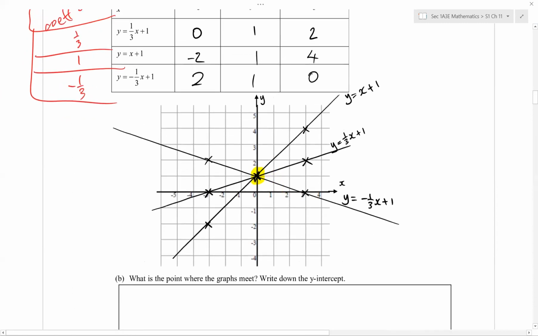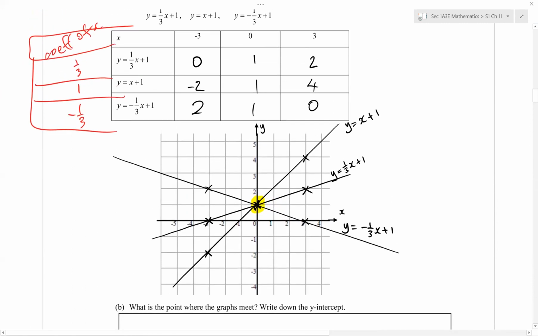What are the coordinates of this point? 0, 1, as shown over here. Hey, why did that happen? Is it a coincidence? Think through your working. What happened over here? At x equals to 0, what happened? What happened at x equals to 0?